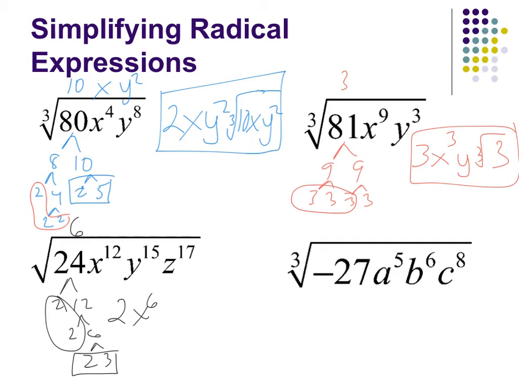None left over. Y to the 15th. How many pairs of y's? Well, 7 times 2 is 14, so 7 pairs of y's with a y left over. Z's. Well, let's see here. 2 times 8 is 16, so z to the 8th with a z left over, and I'm left with the square root of 6yz.